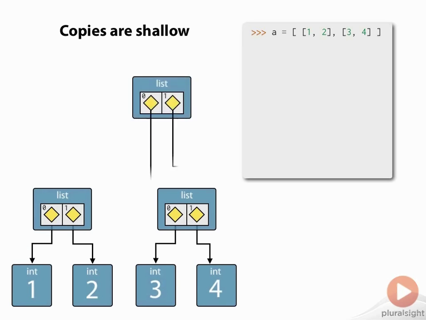Now the outer list is created, its elements containing references to the two inner lists. Finally, the reference named A is bound to the outer list. What happens when we copy the list?